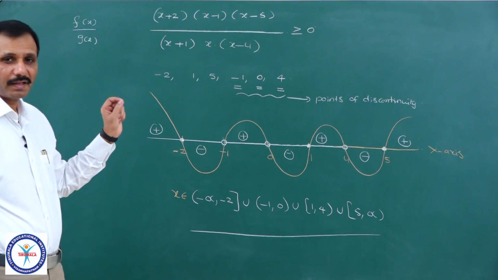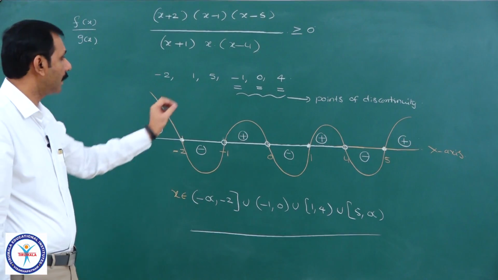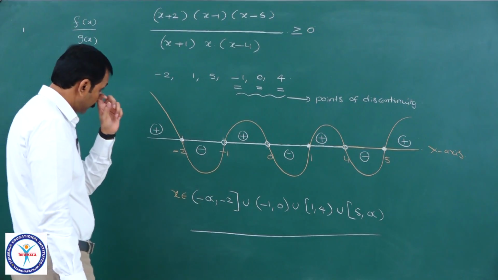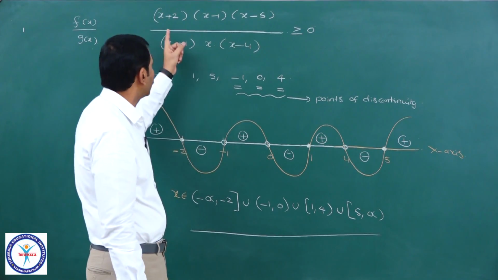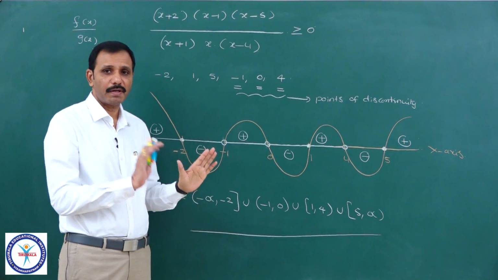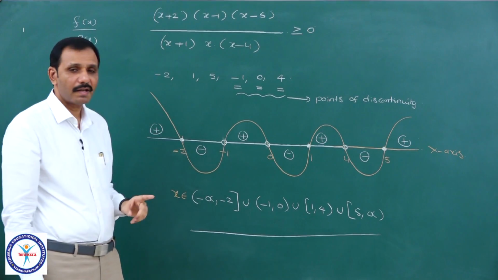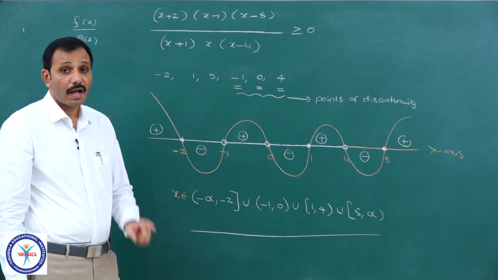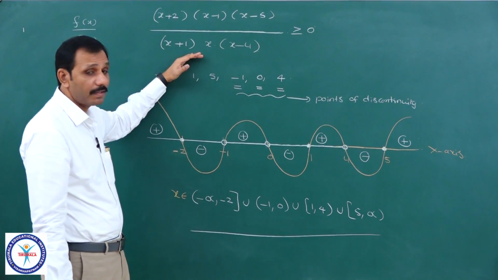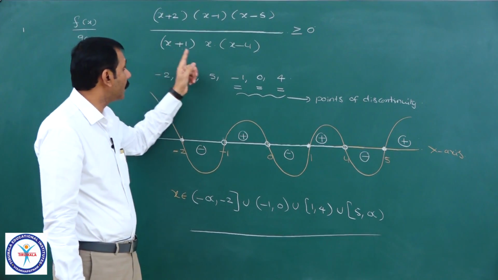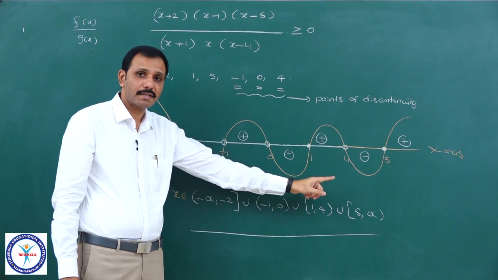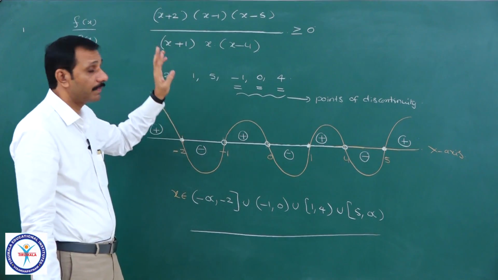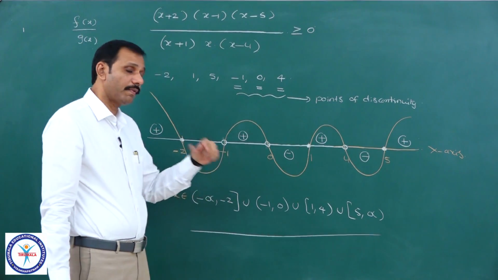If you understand the concept, within no time you can write the solution of this one. Hope you understood. See, write all the zeros of the polynomial, numerator and denominator, and arrange them in ascending order of magnitude. And observe the zeros of the denominator. Mark zeros of the denominator with open circles on the real axis and zeros of the numerator with dark circles. And now draw the wavy curve.